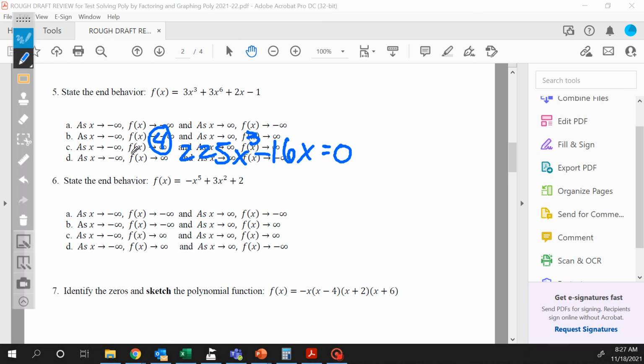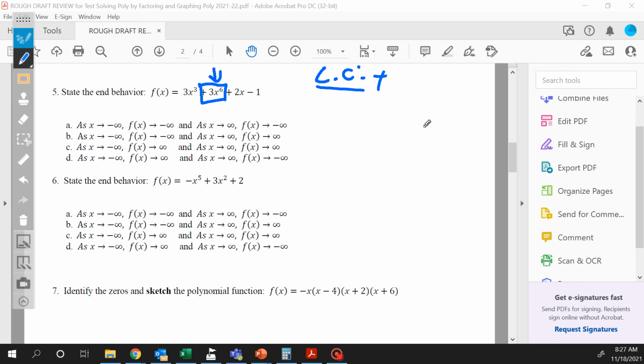Number 5, the end behavior here. This is the highest degree term, so this would technically be the first term. The leading coefficient is positive, meaning the right side goes up, so either this one or this one. The degree is 6, which is even, meaning both sides would do the same thing. So the left side should go up as well, so this is letter C.